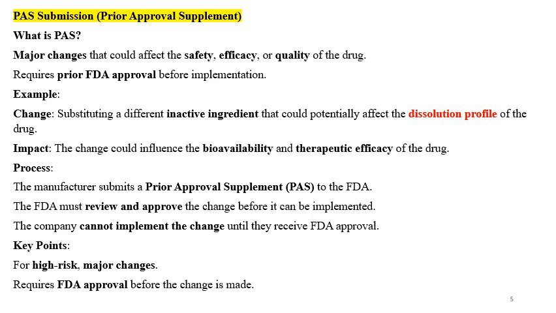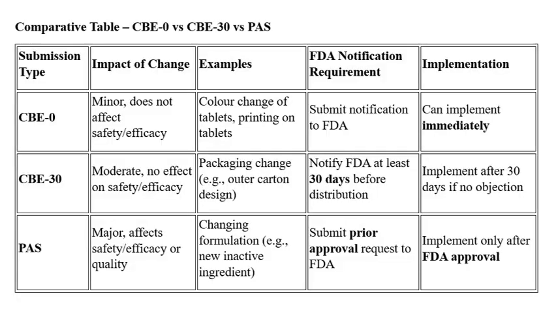The manufacturer submits a prior approval supplement, PAS, to the FDA. The FDA must review and approve the change before it can be implemented. The company cannot implement the change until they receive the FDA approval. And why is the approval required? Because these are high risk or major changes which can impact the safety, efficacy and quality. So PAS submissions are required, and it requires FDA approval before the change is made.